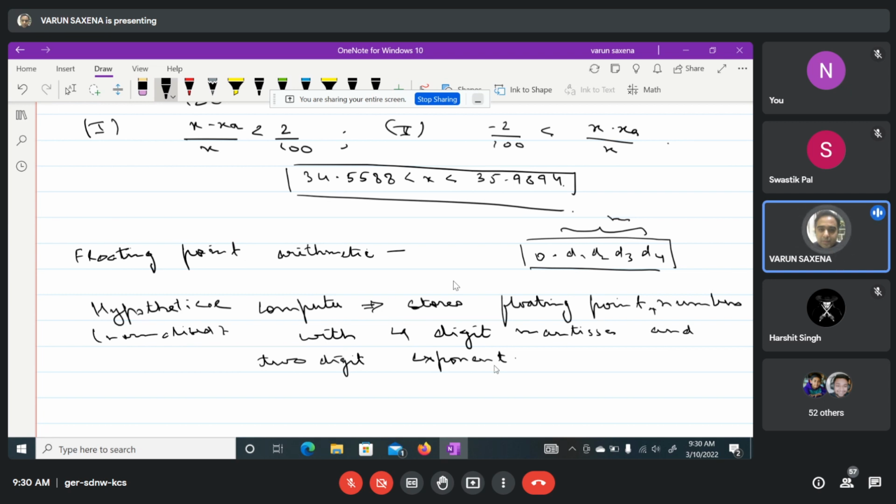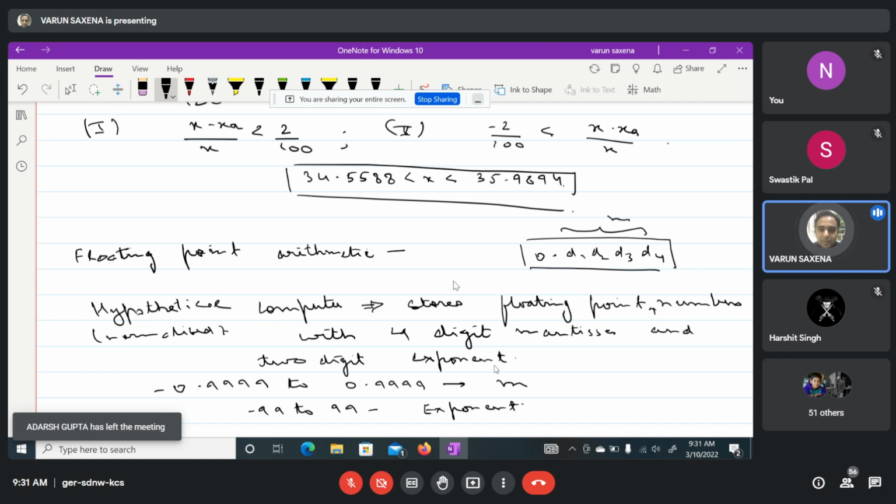So basically, what you have is that your mantissa can vary from minus 0.9999 to plus 0.9999. So this is going to be for your mantissa, and your exponents can vary from minus 99 to, so this is for your exponent, basically, right? Of course, signs would require something, but we are not going too much into signs right now, because we are only interested in seeing signs are getting stored in sign bits. You can assume that, and they are separate from all this.